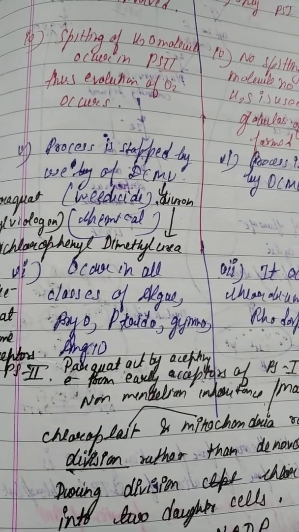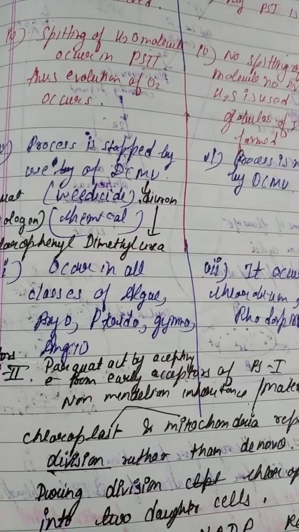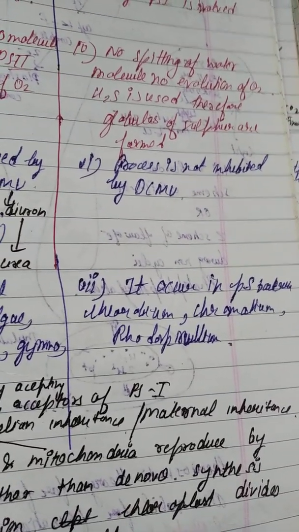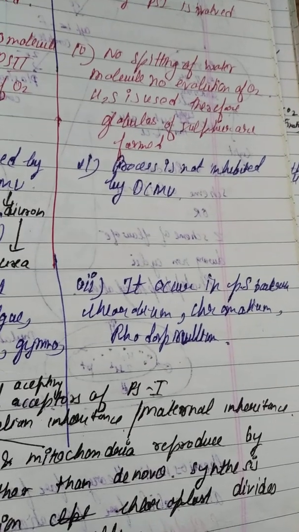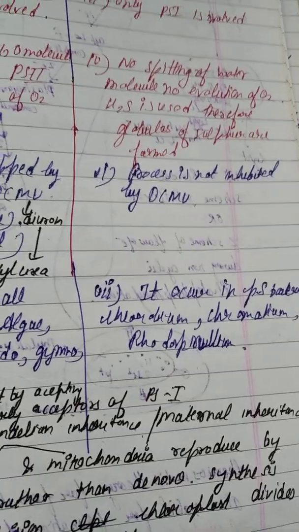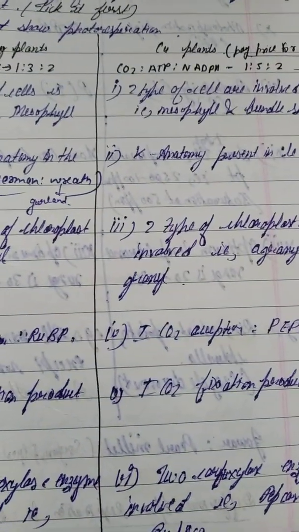And this non-cyclic photophosphorylation occurs in all the classes of algae, bryophyte, pteridophyte, gymnosperm, angiosperm. And this cyclic photophosphorylation occurs in photosynthetic bacteria: Chlorobium, Chromatium, and Rhodospirillum. Please students remember these two. These are very important. Students, now some important differences between C3 plant and C4 plant.